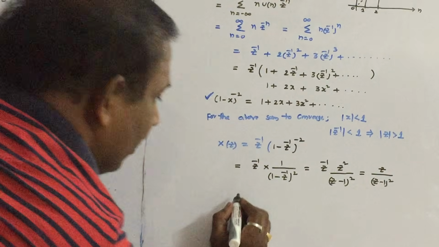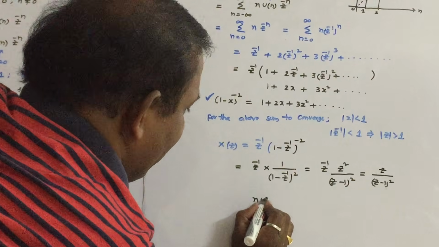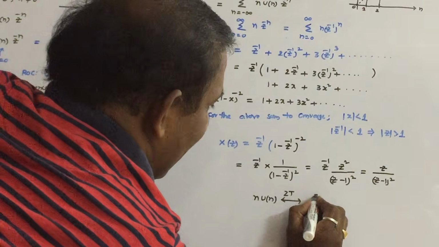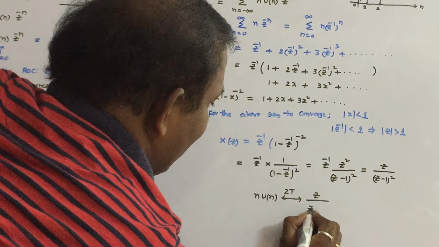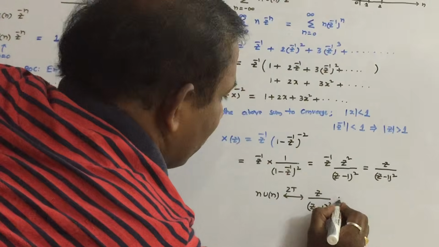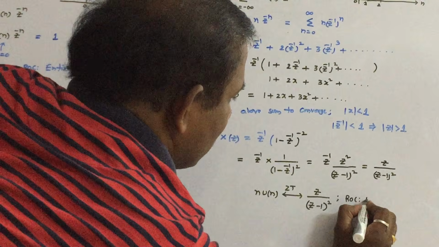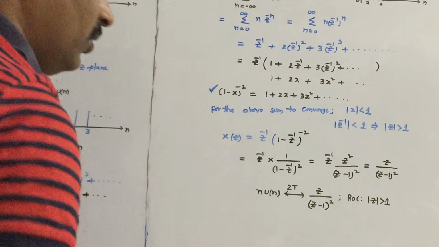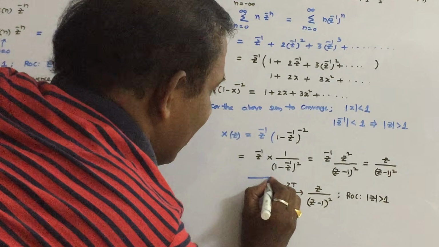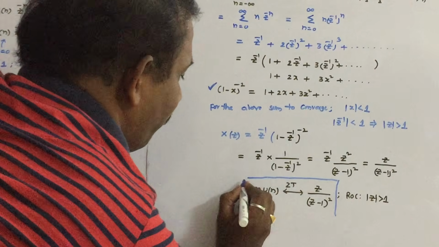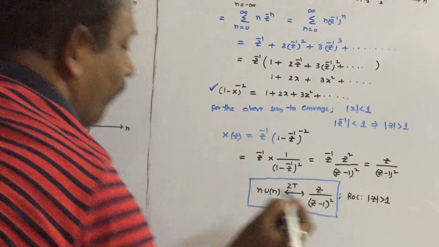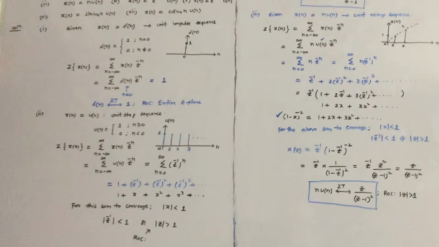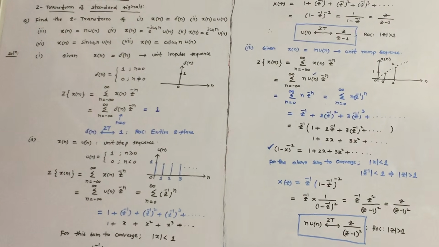So this is another very standard signal. The Z transform of n into u of n is z by z minus 1 whole square, with ROC again one circle outside. This is the Z transform of this another very important standard signal. So this is about the Z transform of the first three standard signals.